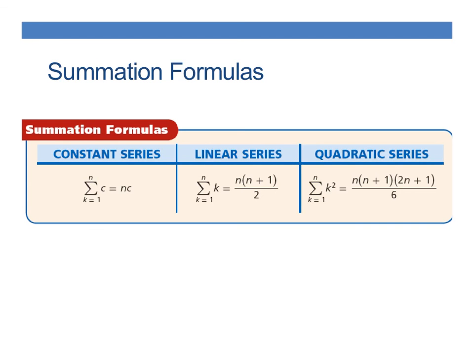So, summation formulas: when you have a constant series, you do n times c. N is your upper limit, the larger number that you're adding to. For a linear series, when you're taking the sum from 1 to n of k, you do n times n plus 1, all divided by 2. And for a quadratic series, which we just went through an example of, you do n times n plus 1 times 2n plus 1, all divided by 6. Yes, you will want to know these. They'll make your lives much easier when going through the homework. And that concludes the 9.2 lesson.